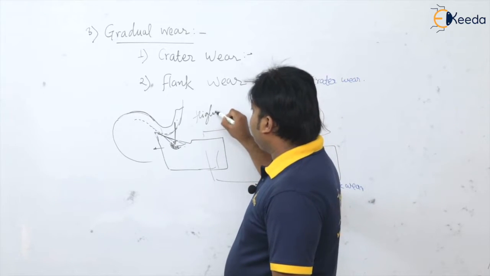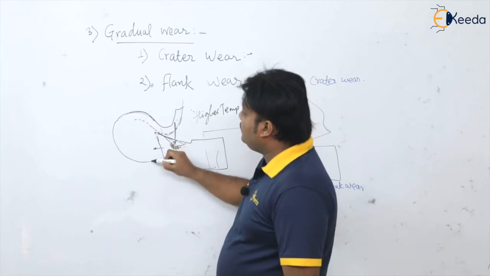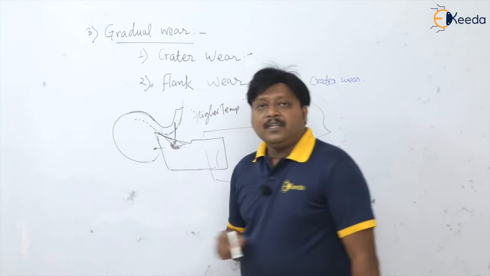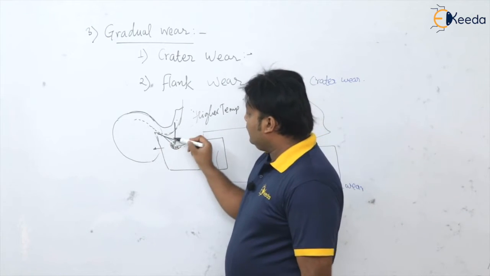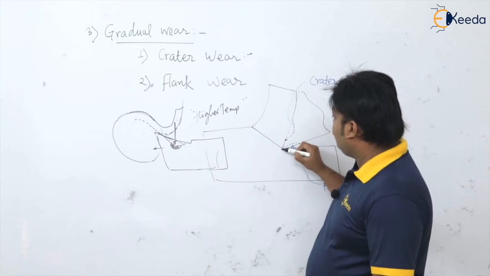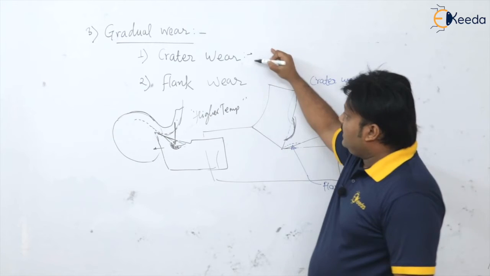Okay, so this is because of higher temperature. And why is this higher temperature there? Because of this reason, isn't it? So that is the reason why the crater wear is always at a certain distance from the tip of the tool. So this is about the crater wear.